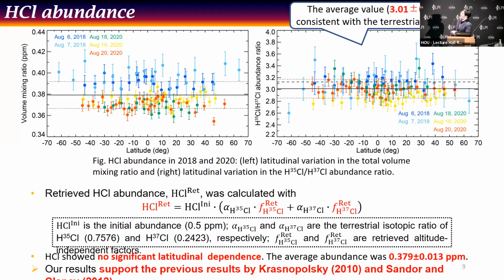And the right figure is latitudinal variation in the hydrogen chloride 35 over hydrogen chloride 37 abundance ratio. The average value in the range of plus minus 70 degrees is 3.01, and this value was consistent with the terrestrial one.